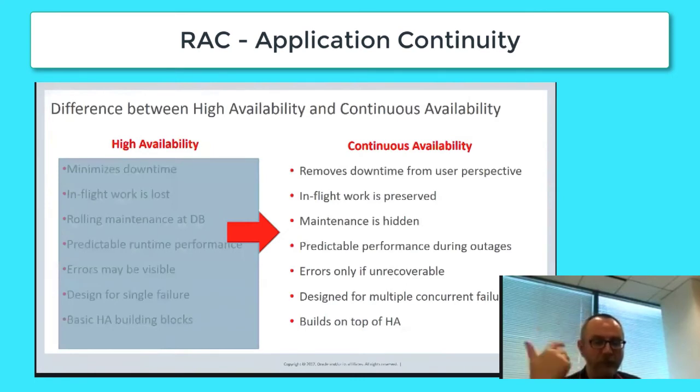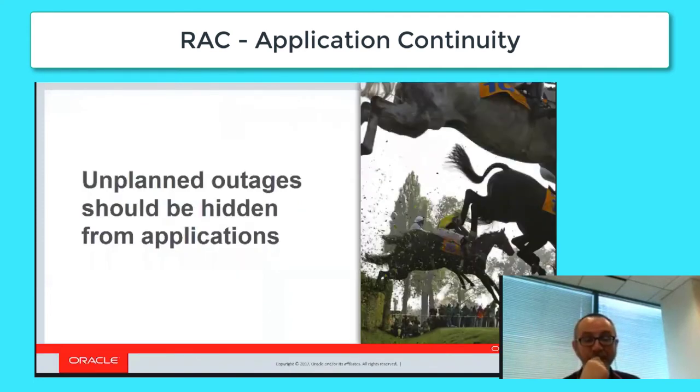So with high availability, we're minimizing downtime and trying to do basic maintenance in a rolling fashion. As soon as we start talking rolling, we're talking about impact on users, so we're trying to minimize that. That's a planned outage, or more precisely planned maintenance, because we don't want that to be an outage. What I'm talking about today, though, is the unplanned, where we want to remove downtime from a user's perspective. Take the word outage completely out of the vocabulary, if at all possible. We want to make sure in-flight work is preserved, so we don't have to redo it, and we don't have to force the users or applications to change to address this. We'd like all this to happen behind the scenes without customers being negatively impacted. In other words, unplanned outages should be hidden from applications.